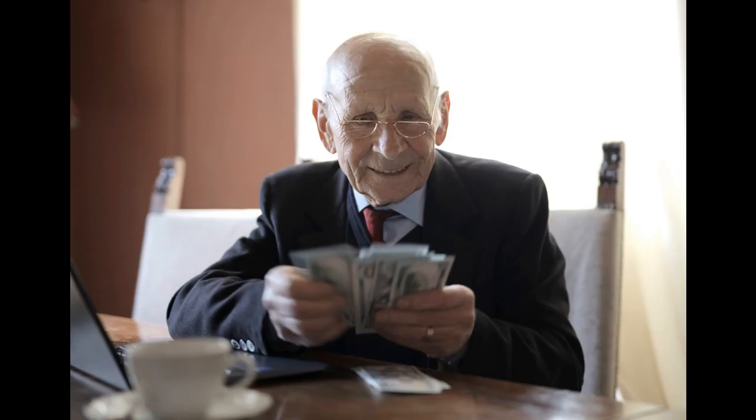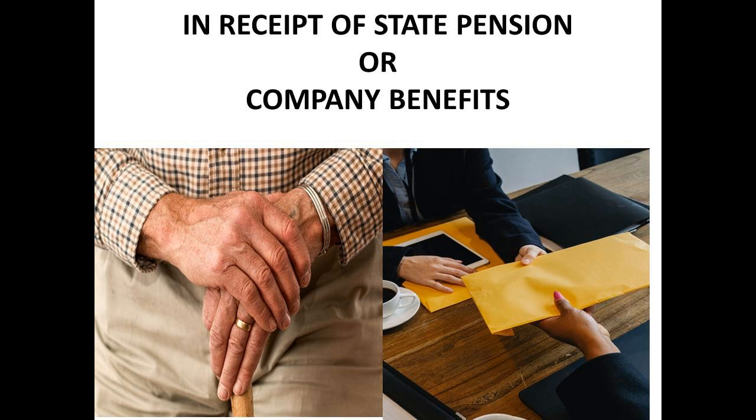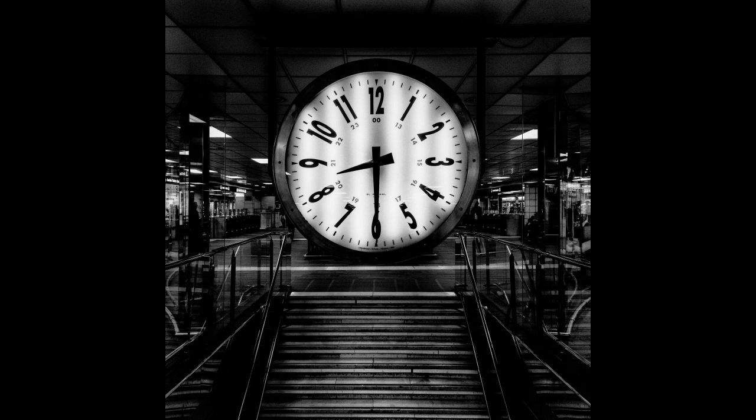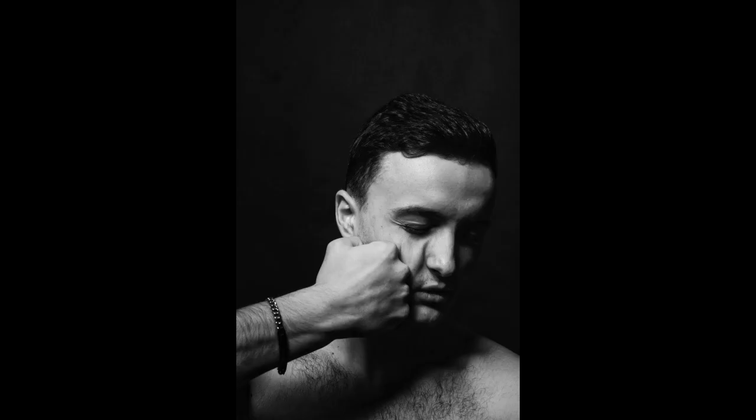Moving on, we're going to be looking at the third example, because I'm only going to be giving 3 examples here in this video. The third example would be receiving state pension or company benefits. And this usually happens when the tax year had already begun, usually late into the financial year. Your state pension or old age pension, as it's fondly called, can start anytime during the tax year, and this would have an impact on your tax code.